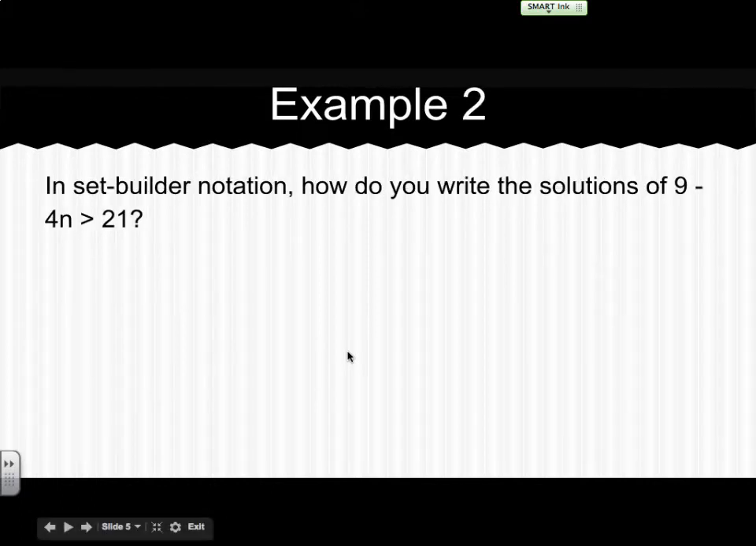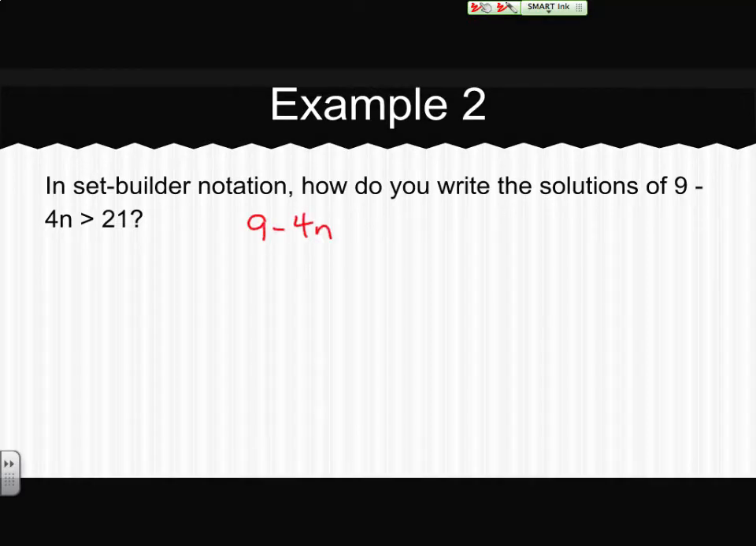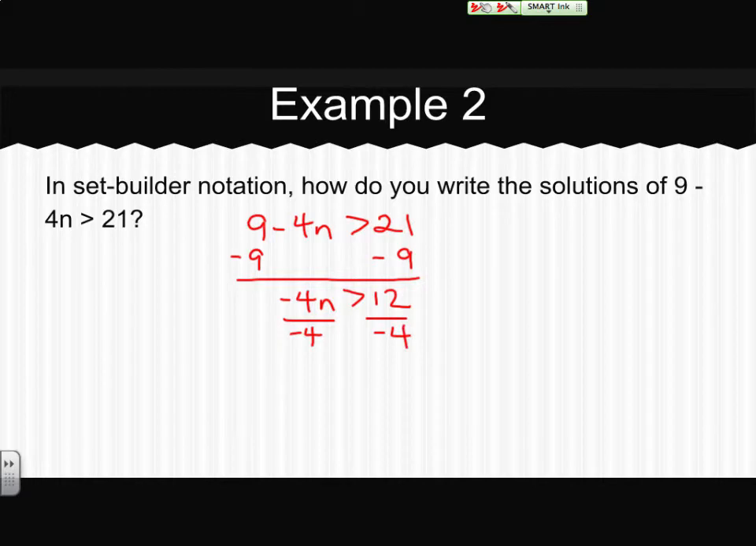Example 2 says, in set builder notation, how would you write the solutions of 9 minus 4n is greater than 21? I'm going to start off with 9 minus 4n is greater than 21. I'm going to subtract 9 from both sides because I'm trying to get n all by itself. So now I have negative 4n is greater than 12. I'm going to divide both sides by negative 4, and notice we divided by negative 4, so I'm going to flip the sign. n is less than negative 3. So in set builder notation, I'm going to say n such that n is less than negative 3.